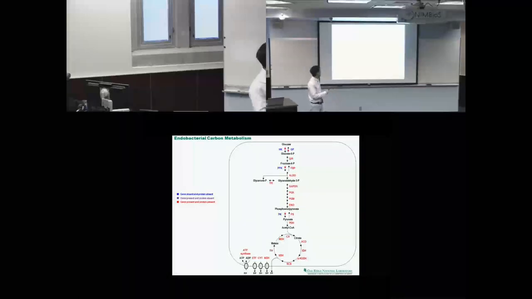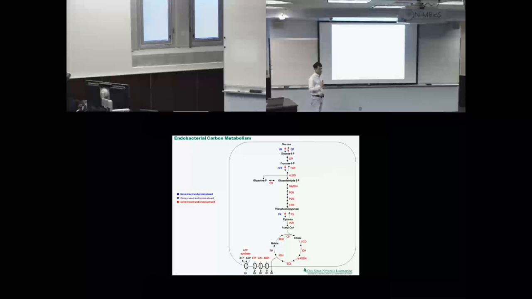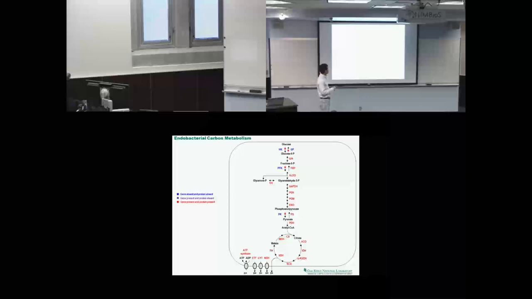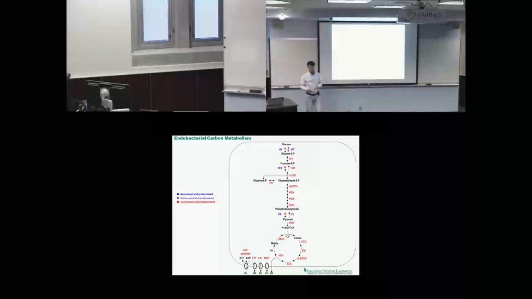So this is a pathway from glycolysis to acetyl-CoA. Lots of these steps are shared between glycolysis and gluconeogenesis, except the three steps, this step, and this step. Interestingly, we found that all these three genes are missing in the genome. That means somehow the endobacteria has not lost the ability to do glycolysis.